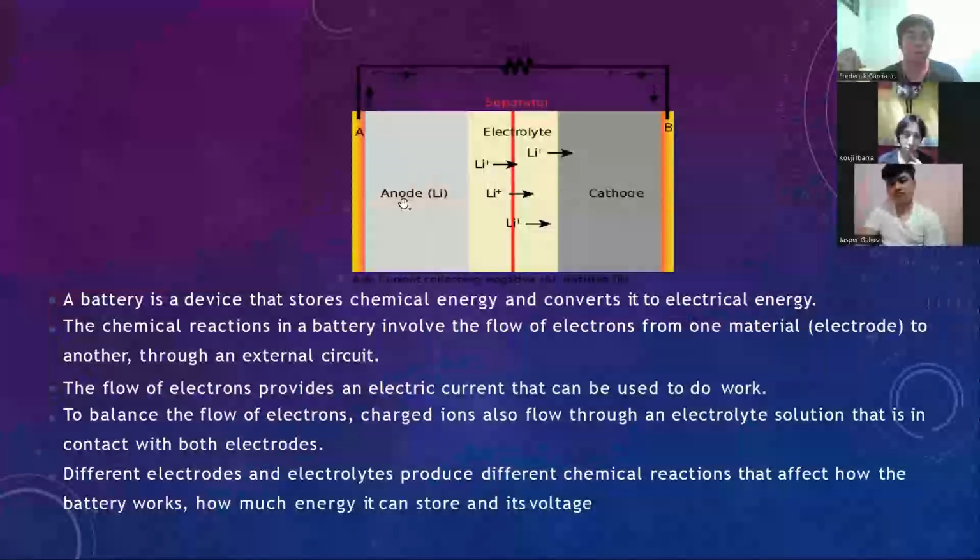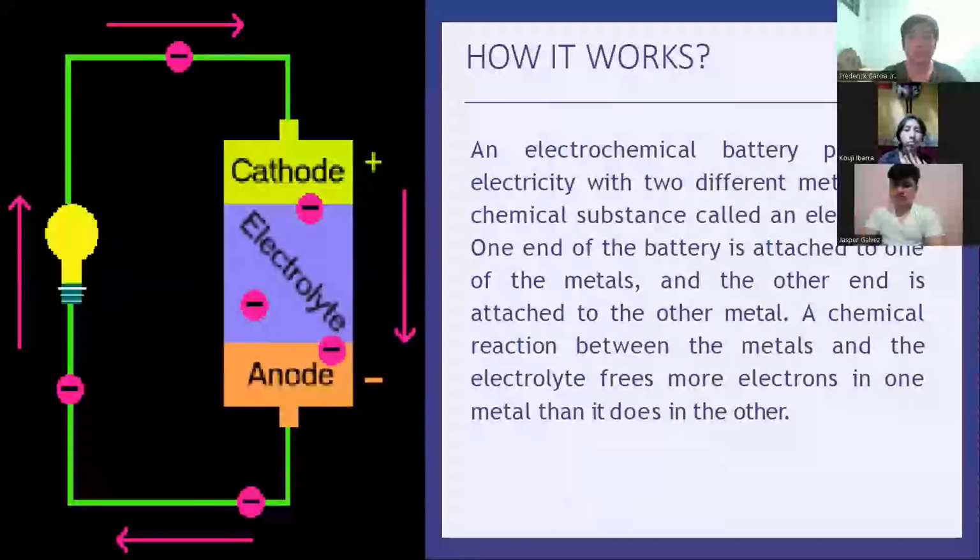Now, as the anode gives more ions and electrons to the cathode and thus through to the load, it gets discharged. This chemical reaction can be obtained using various materials and combinations of materials, and is still being researched to this day. Okay, so an electrochemical battery, here's a proper definition, produces electricity with two different metals in a chemical substance called an electrolyte.